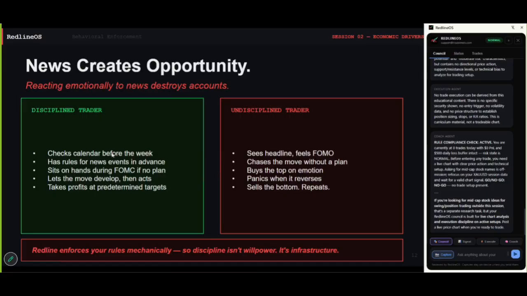News creates opportunity. The reason I created this last slide is just to give you some do's and don'ts about a disciplined trader, right? With regards to a disciplined trader, we check our calendar before the week starts. We check our calendar every single day to make sure we're not met with surprises during the trading hours. Has rules for news events in advance.